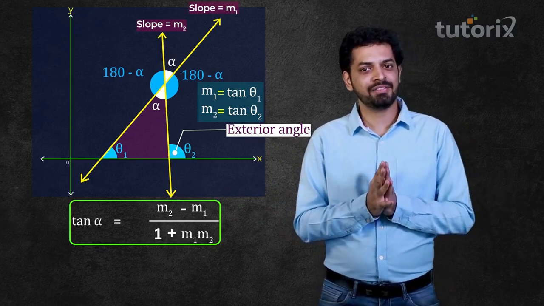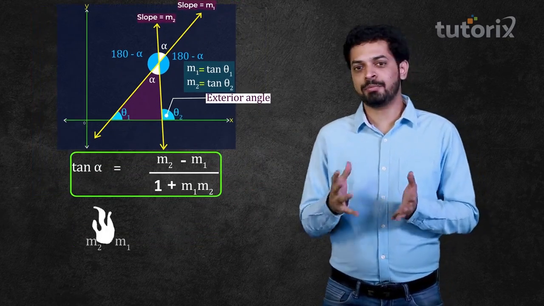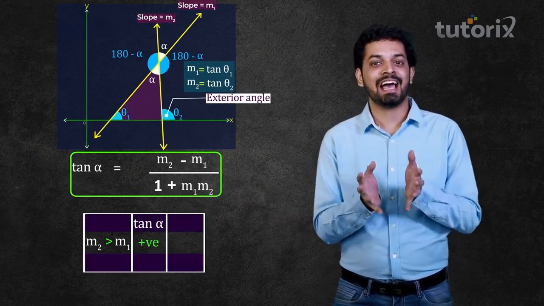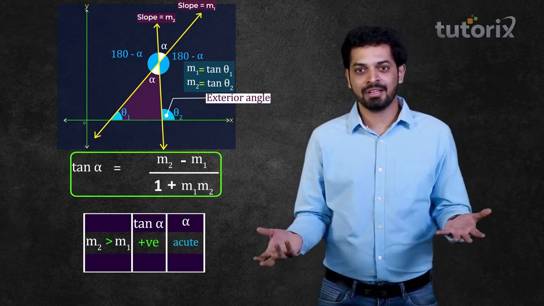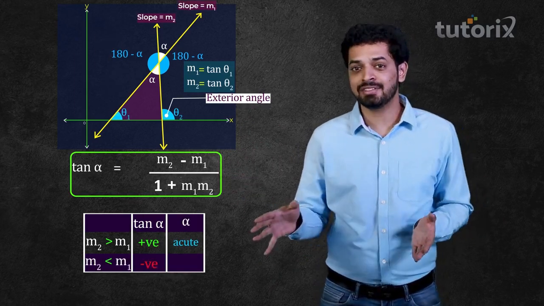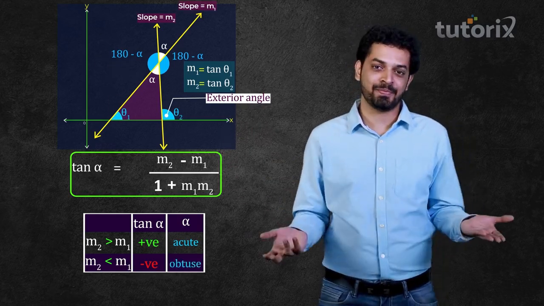Now what's interesting here is even if you don't know which line is steeper, you can still use this formula. Now suppose m2 was greater than m1, then you get a positive value for tan alpha. That means alpha is acute. That means this particular angle inside the triangle is acute. Now suppose if m2 is less than m1, then you get tan alpha is negative. That means alpha is obtuse. That means this particular angle inside the triangle is obtuse.